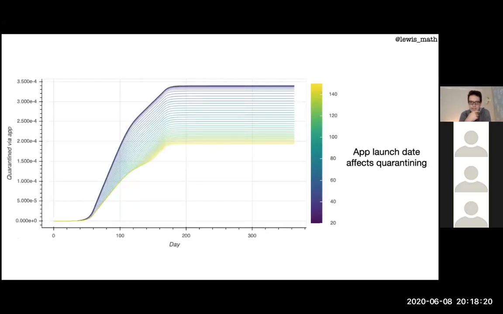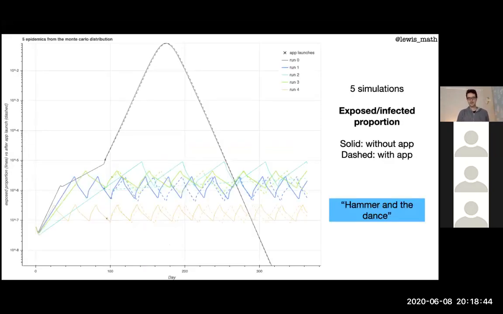So you can start exploring some of these parameters. Here I'm looking at the proportion of people who are quarantined via the app, and the colors show the effect of the launch date. As you launch the app later and later during the outbreak, you quarantine fewer and fewer people. That sort of makes sense. And it gets more interesting when you look at a few samples of these different model runs.